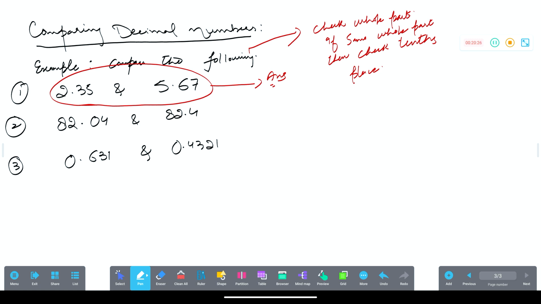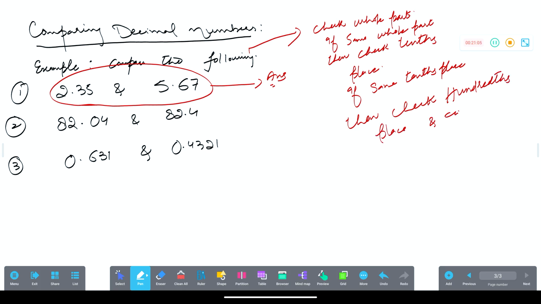Irrespective of the digits. कि पॉइंट के बाद कितने डिजिट हैं वो चेक नहीं करेंगे. आपको क्या चेक करना है, सिर्फ पॉइंट के बाद पहला डिजिट किसका बड़ा है, वो डेसिमल नंबर ही बड़ा होगा. Now if the 10th place is also the same, then check the 100th place. इसी तरह हम carry on करते जाएंगे.